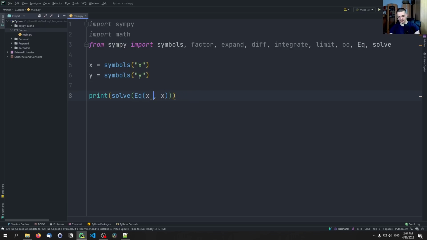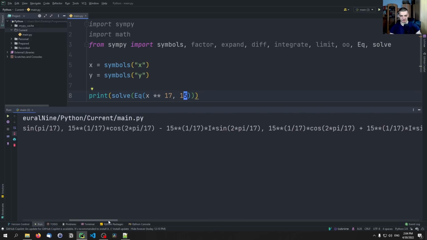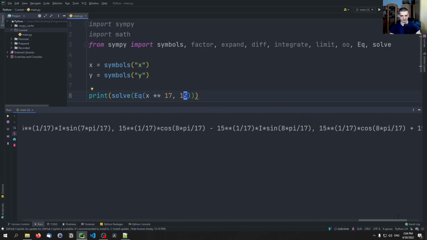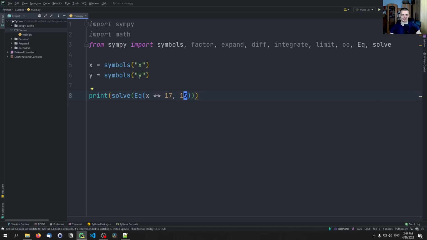And of course, we can get a lot of solutions if I say x to the power of 17 is 15. I'm not sure if this is going to take some time to solve. No, it actually works quite well. And you can see I have a lot of solutions here and a lot of imaginary or complex solutions here as well. But yeah, you can play around with that. You use EQ to craft some fancy formula, some fancy equation.